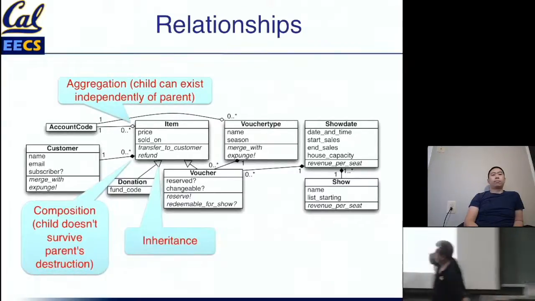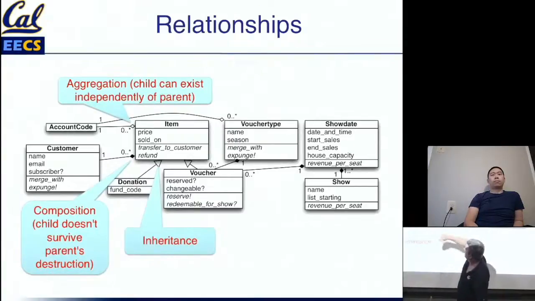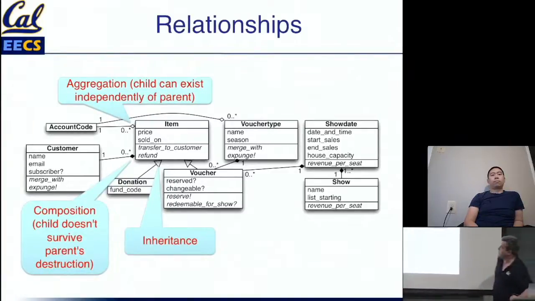And again, an example of inheritance. In this diagram, whatever an item is, 2 things that are subclasses of it are donations and vouchers. So either of those has a strict subclass relationship. We'll talk a lot more about subclasses when we do solid class design.